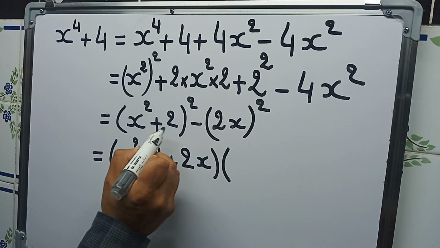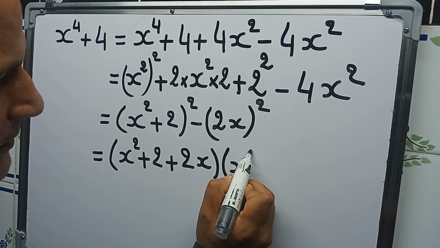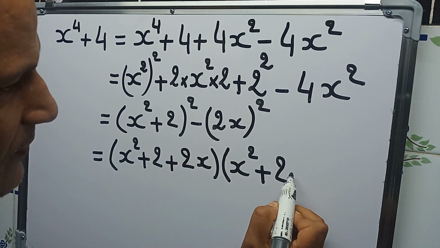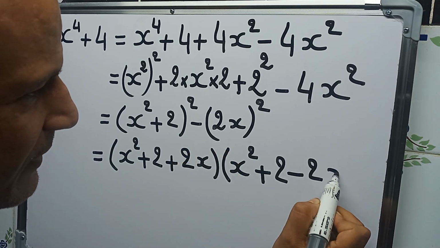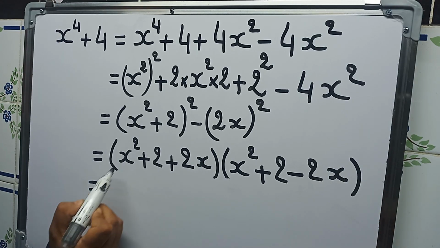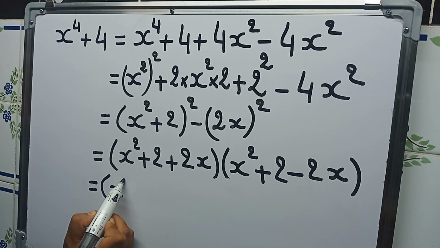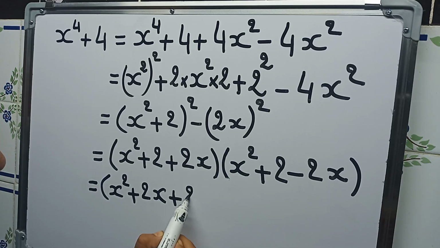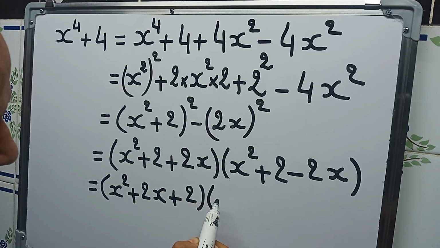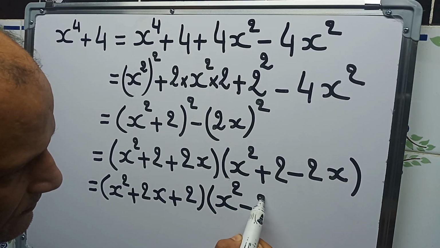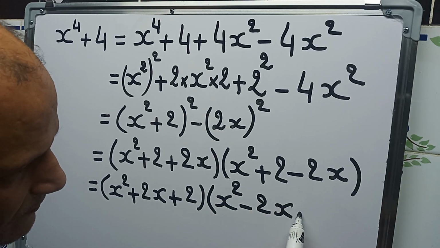So times x squared plus 2 minus 2x. And rearranging, it's equal to x squared plus 2x plus 2 times x squared minus 2x plus 2.